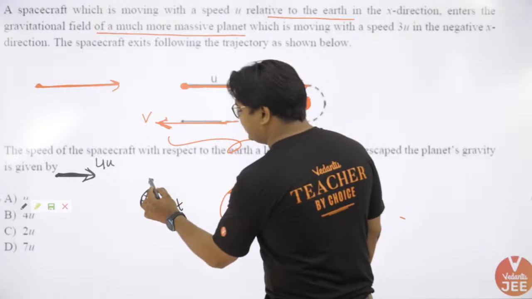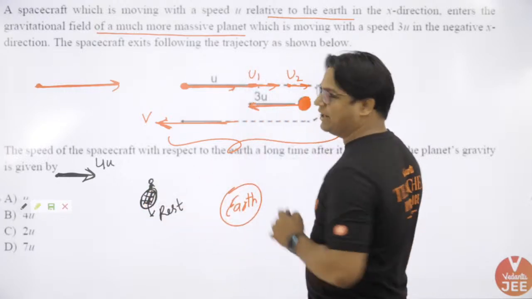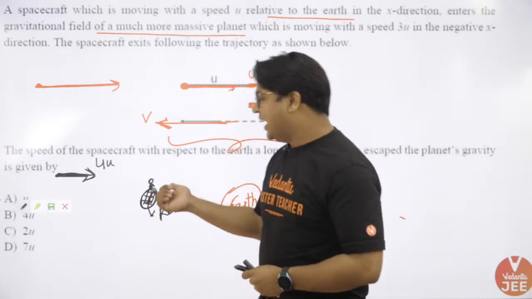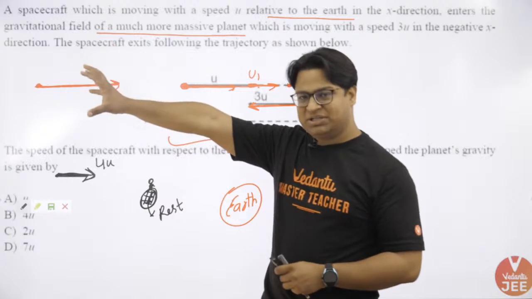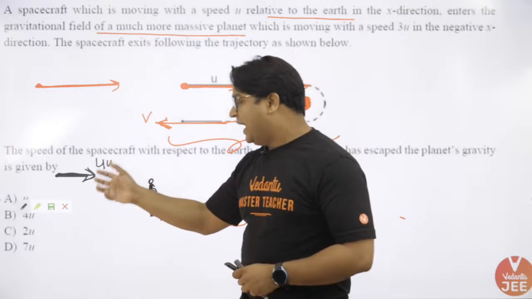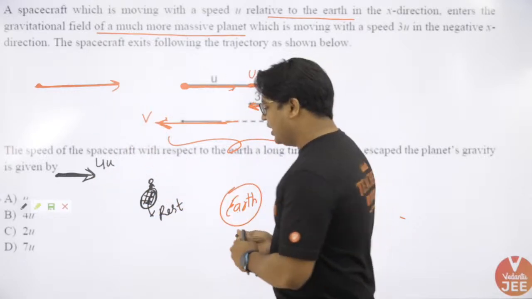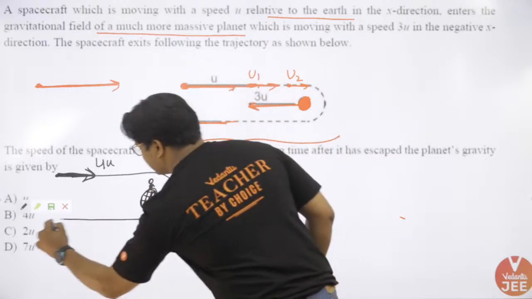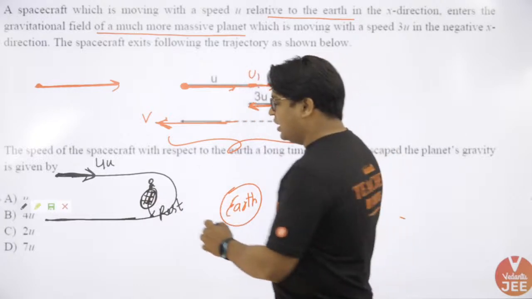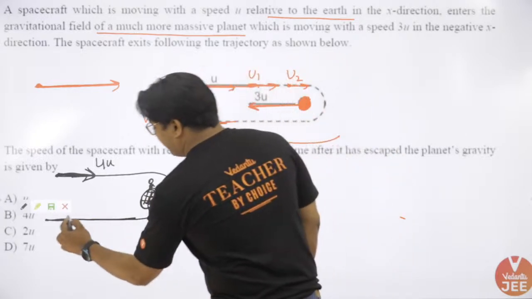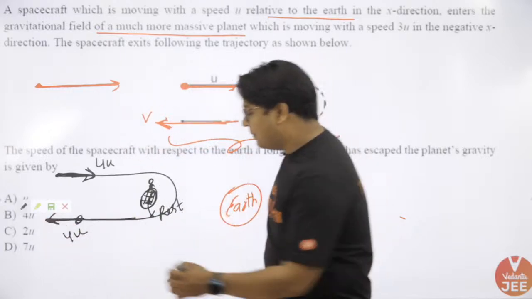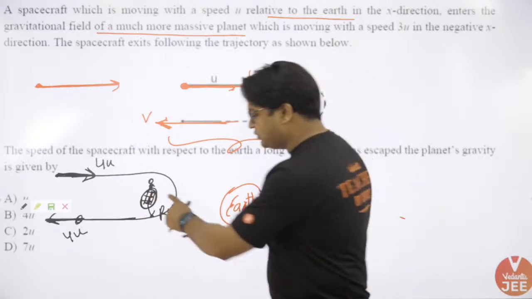So any individual who belongs to this planet, who lives on this planet, will say that there is something coming from space with a speed of 4u, and ultimately it turns and goes away. So to conserve energy, this man is not moving at all. So when this spacecraft goes away, it has to go away with a speed of 4u, but this is with respect to the massive planet.